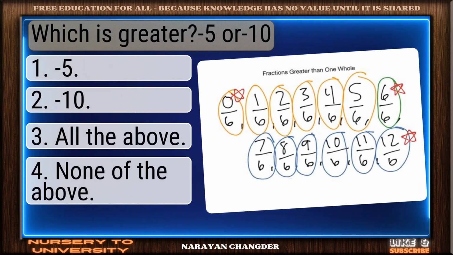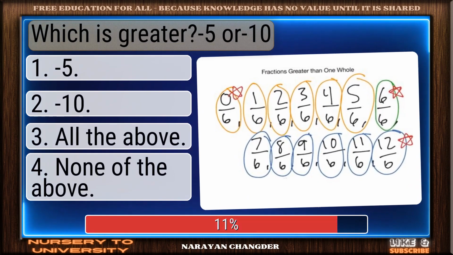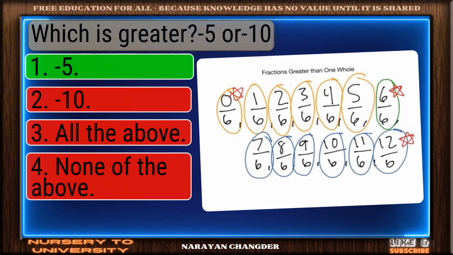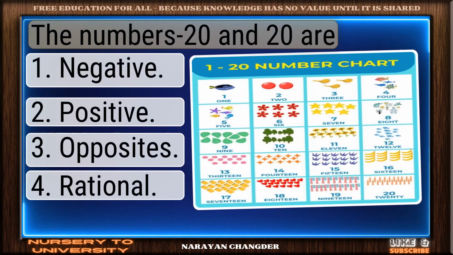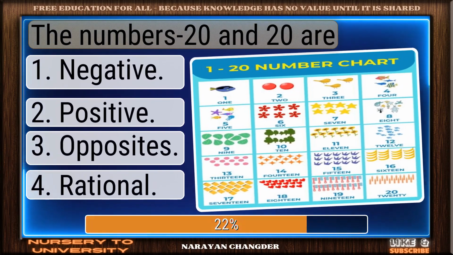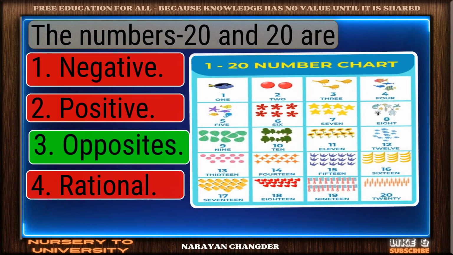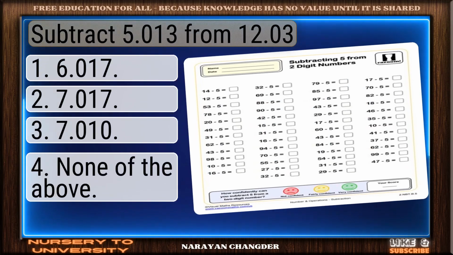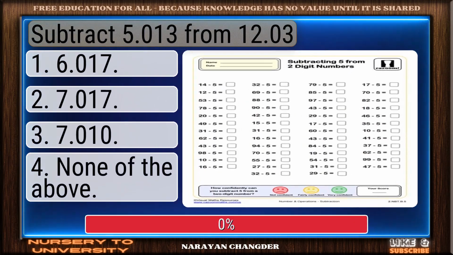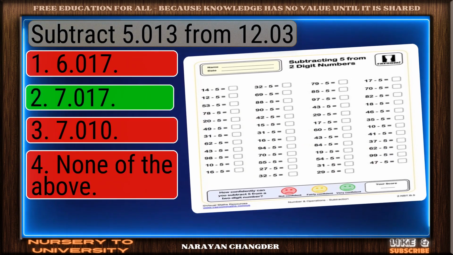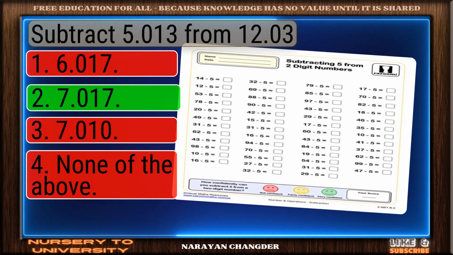Question number 170. Which is greater, 5 or 10? Solid response. Phi is a valid choice. Question number 171. The numbers 20 and 20 are? Nicely done. Opposites is a solid answer. Question number 172. Subtract 5.14 from 1203. Right choice. 7.070 is the best answer.